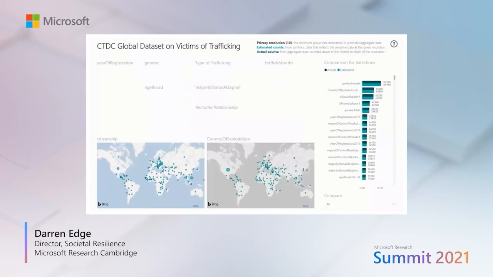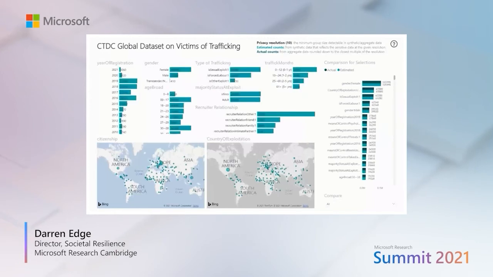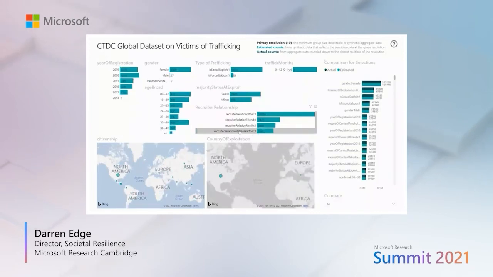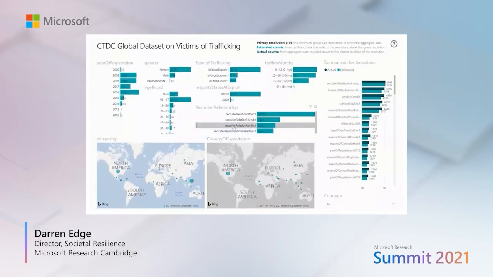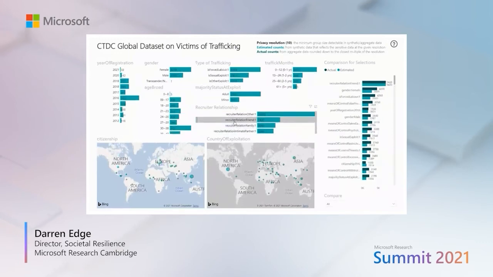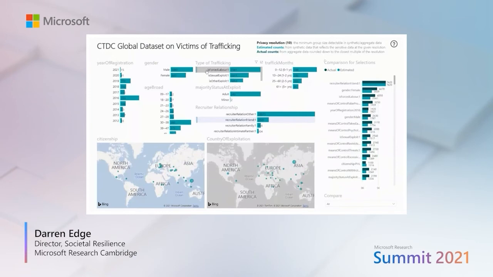So finally, let's look at some recruiter relationships. If we look at victims recruited by their intimate partner, we can see that this is predominantly associated with sexual exploitation of females. The same is true for family recruiters. But once we look at friend recruiters, we see that forced labor is the top type of trafficking. And if we look at forced labor specifically, we can see that males in this instance actually outweigh females.